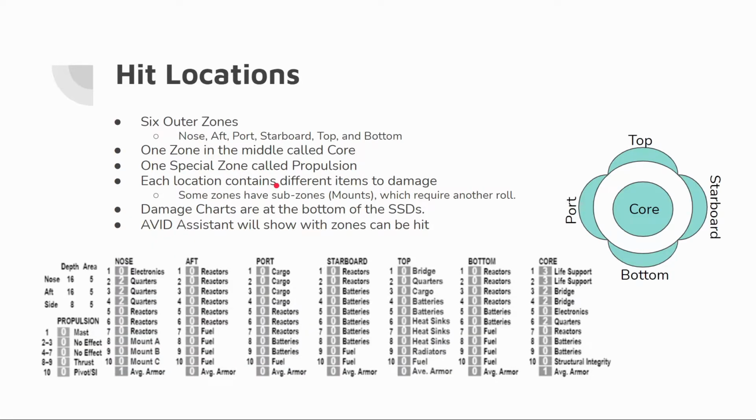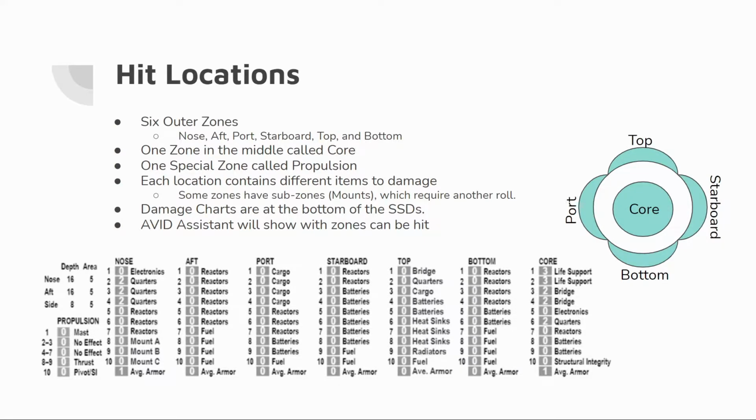Okay, so hit locations. There are 6 hit locations that are on the outside of the ship. They're the nose, aft, port, starboard, top, and bottom sides. Inside of the ship, past the surface layers, we have the core, and there's one special zone called propulsion. That's actually the mast that has the big fusion engine on the back of the ship.